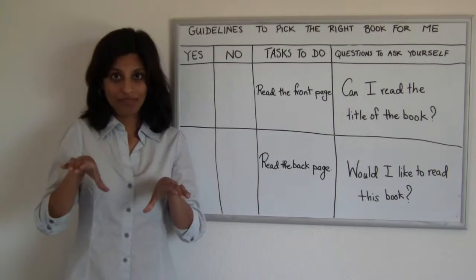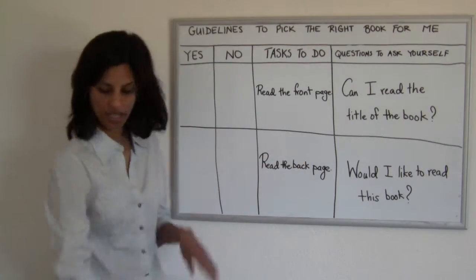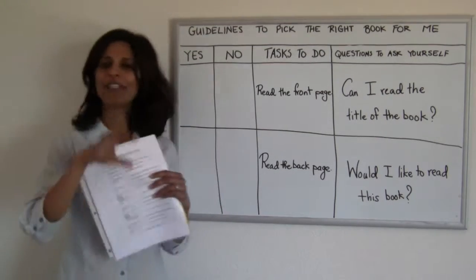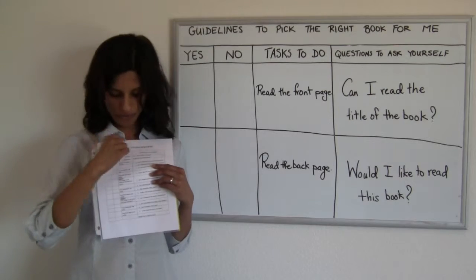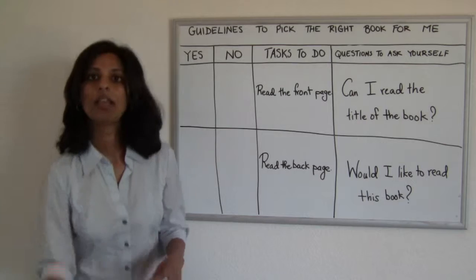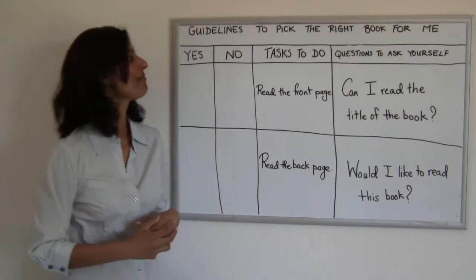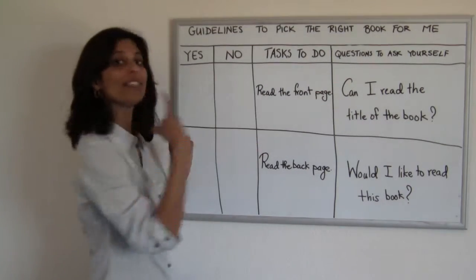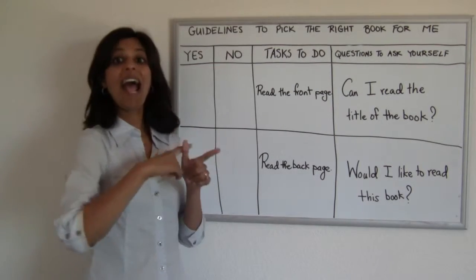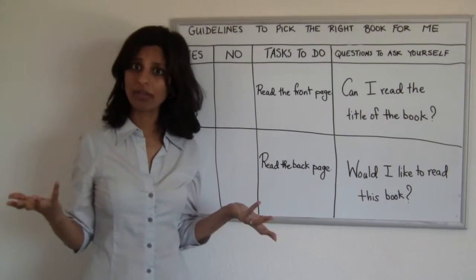What I have done is I have put down information on the whiteboard. So I have taken information from here, the first row and the second row, and I've put it over here so that I can explain to you what to do better. Okay? So the first row says, read the front page. And then ask yourself, can I read the title of the book? Okay.